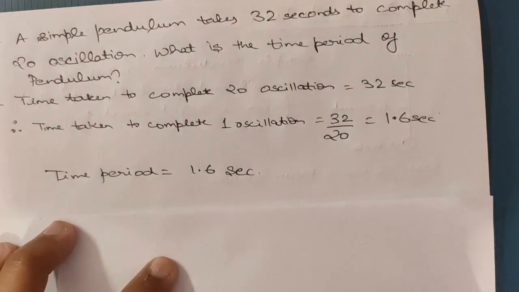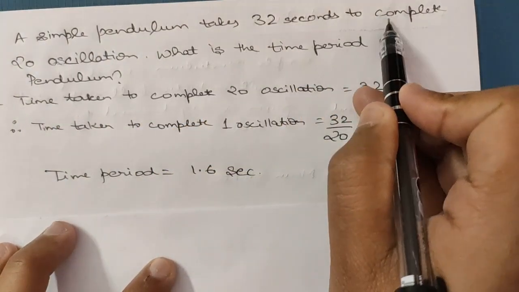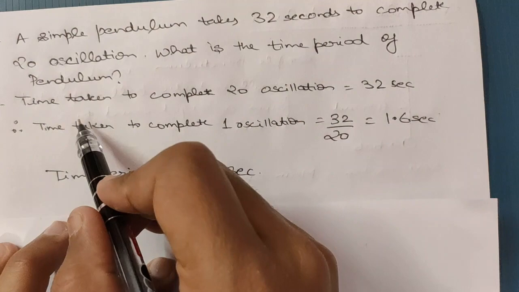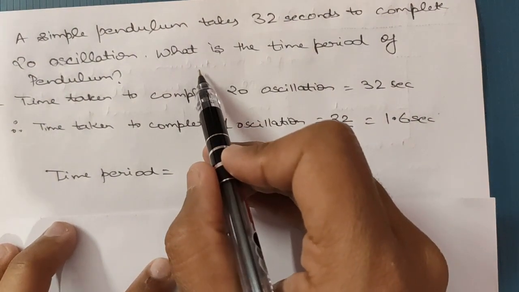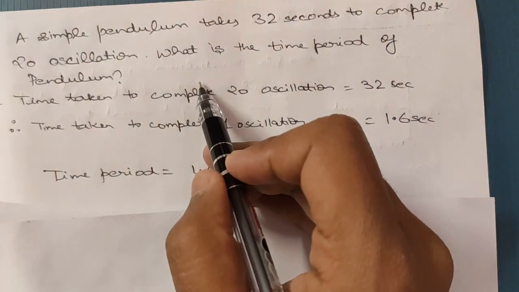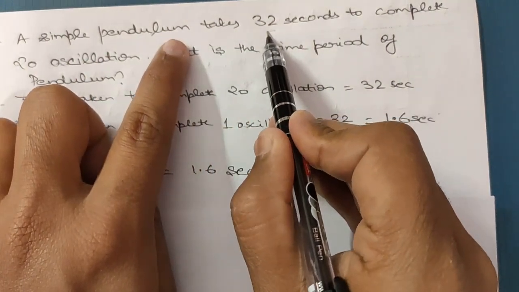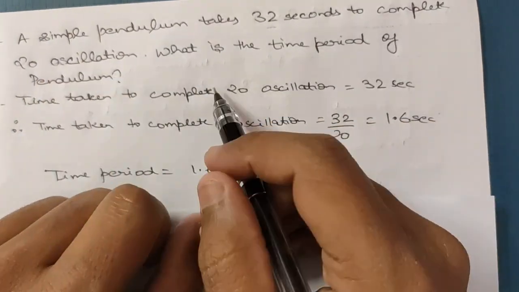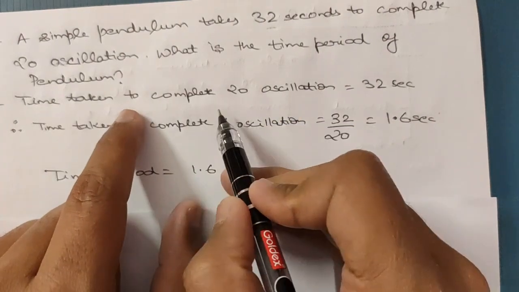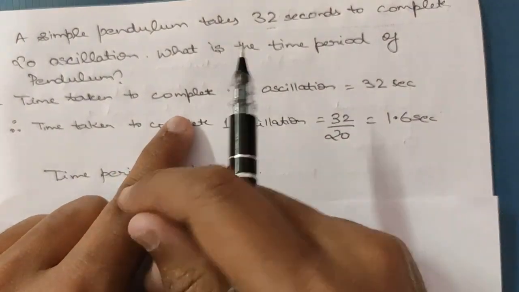So students, the question is: a simple pendulum takes 32 seconds to complete 20 oscillations. What is the time period of the pendulum? Here it is asking the time period. Now let's try. Look at the question: a simple pendulum takes 32 seconds to complete 20 oscillations. What is the time period? Now let's see the solution. What is given? Time taken to complete 20 oscillations is 32 seconds.